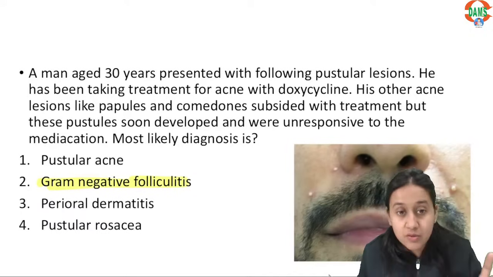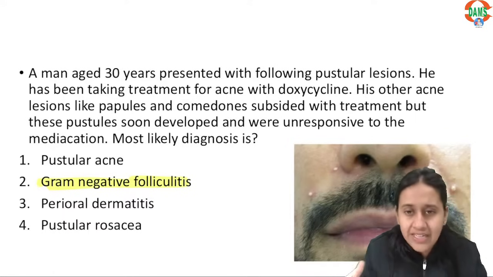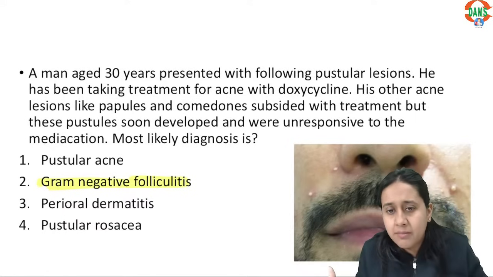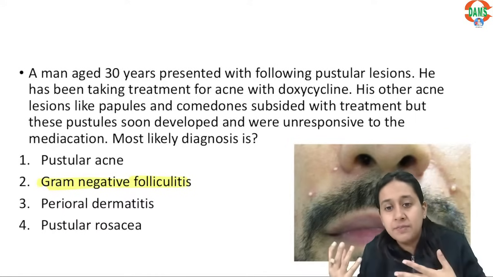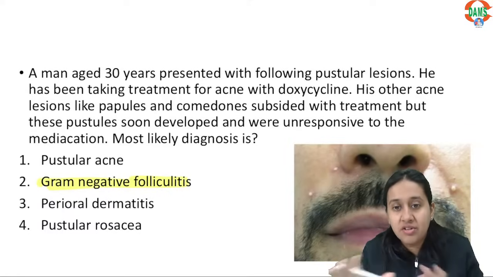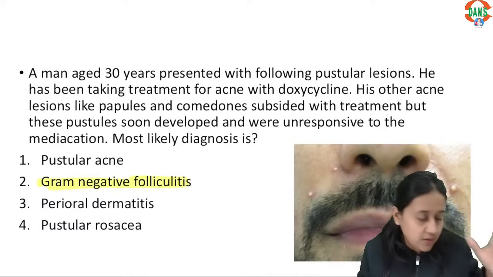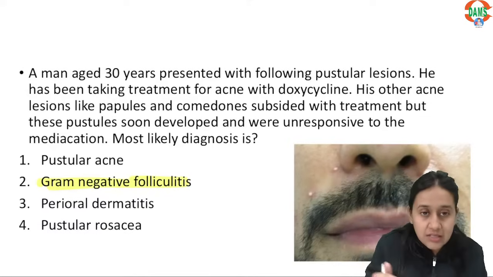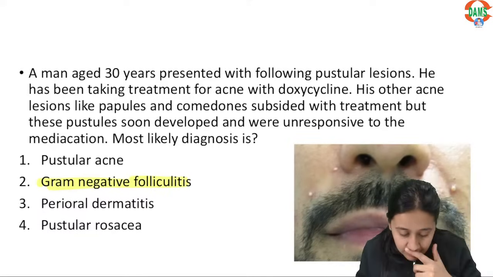So the correct answer of this question is option number 2. How to treat? Change the antibiotic, give a broad spectrum antibiotic. Usually we combine these patients on Clinda also. So you just have to give a mix and match. Try to cover a broad spectrum of organisms. Okay? So the answer of this question is option number 3.